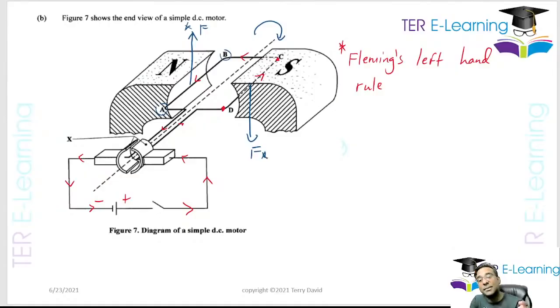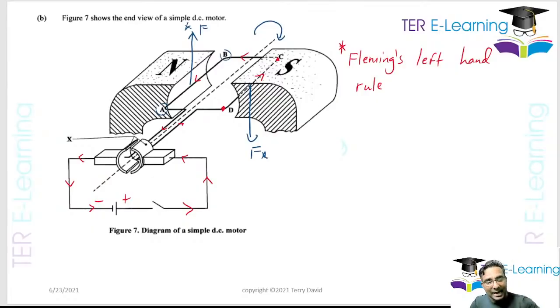If you don't have the split ring, what's going to happen? The coil is just going to go back and forth. That's basically what the simple DC motor is. So you have to be able to sketch a diagram, and you have to be able to explain how it works. Now, they didn't say anything about AC generators, but they could.